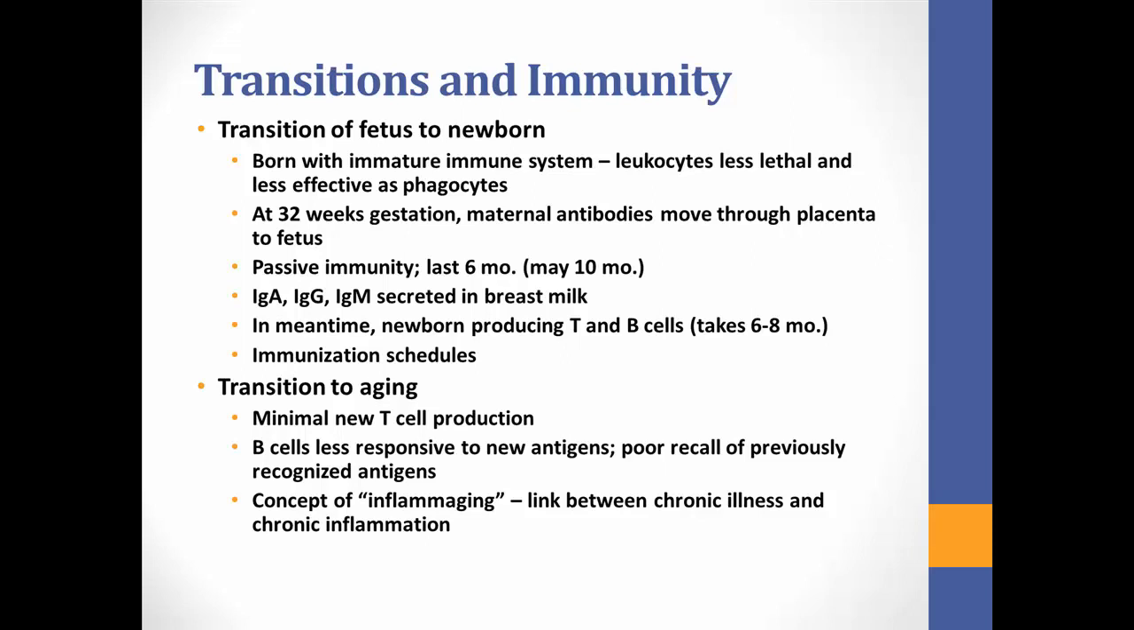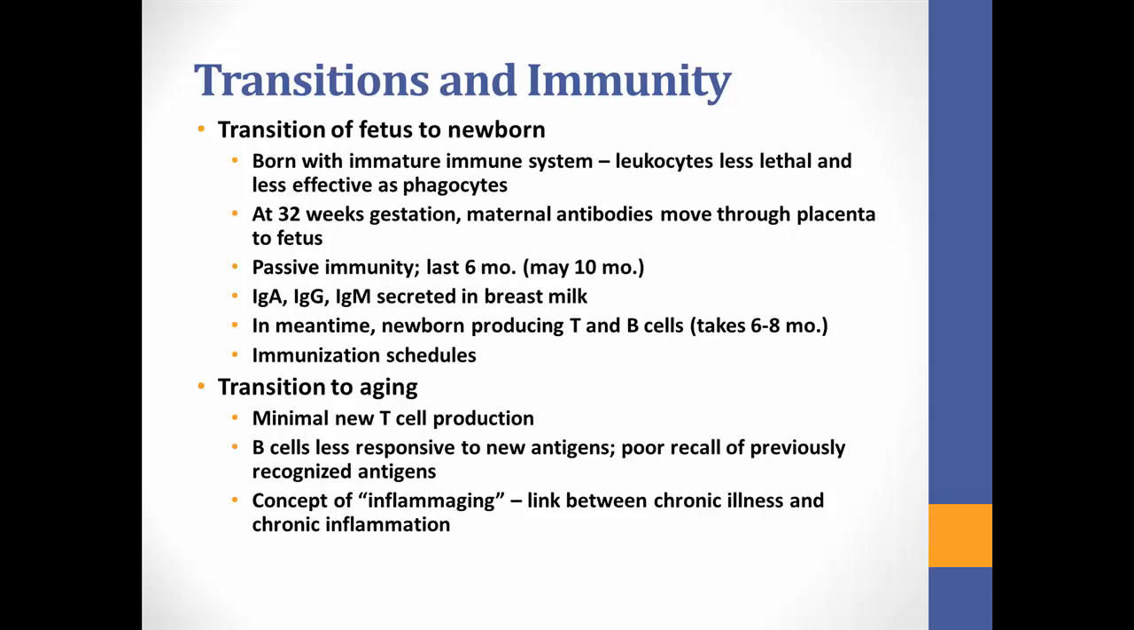At the other age range, we need to look at our transition as we get older. And when we're looking at transition as we age, as much as I hate to admit it, this does start a little bit in our 60s, and certainly in our 70s, 80s, 90s, and 100 plus years. We know that as we get older and older, we produce fewer T cells. So we have minimal production of new T cells.